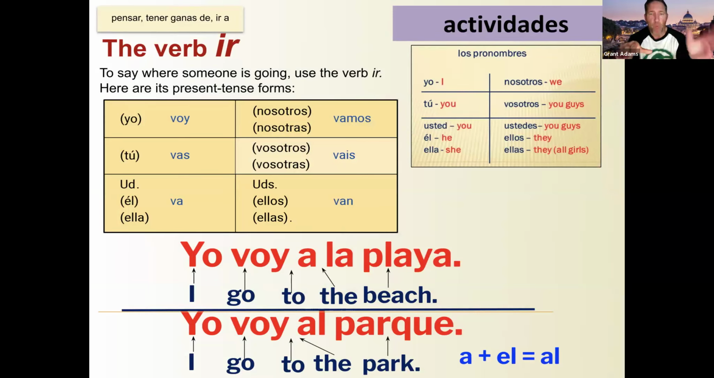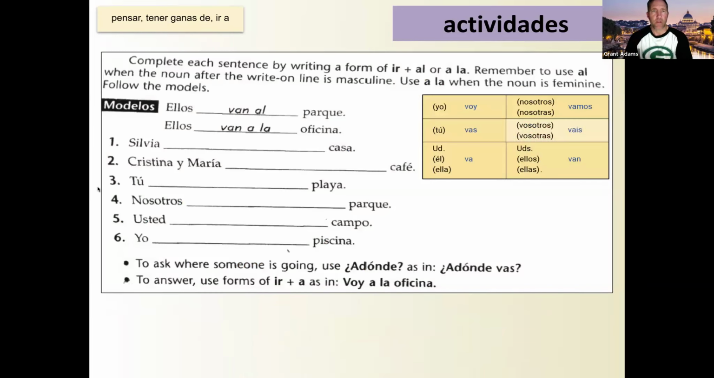Same thing happens with a and el. Al. Voy al parque. A plus el, al. Okay. Voy al parque. Bien. Let's go ahead and take a look here. Complete each sentence. Ellos van al parque.